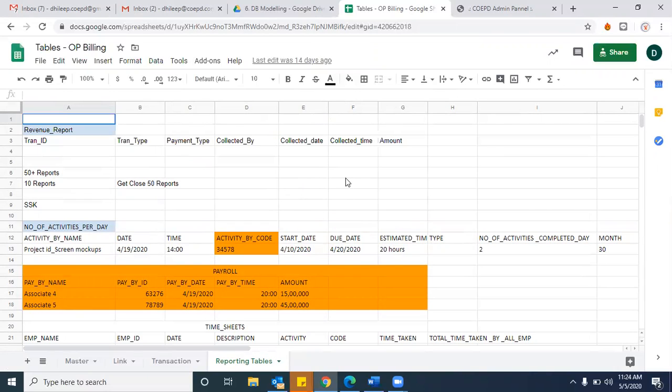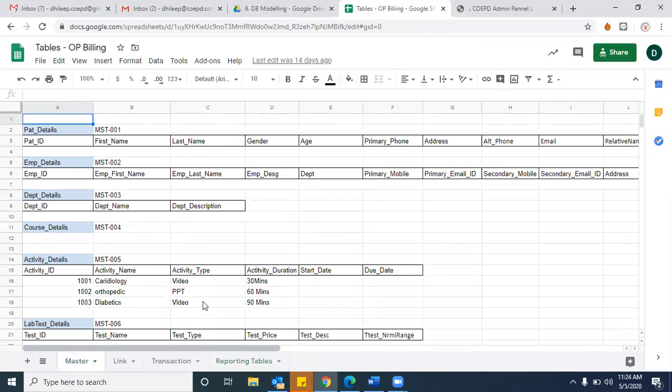Reporting tables, I want you to work on it. Still we have some time. If during these 3-4 days you can complete these reports, I'll review it and then close this data modeling. Once the reporting is done, we even need to map these tables to the screen mockups. That is data mapping. Hope you remember.